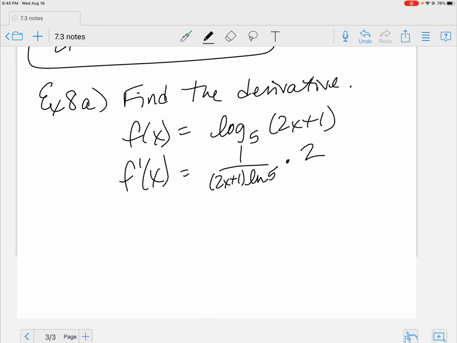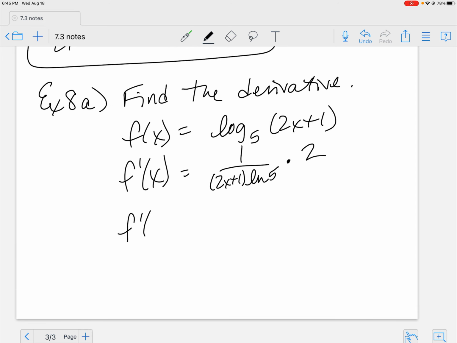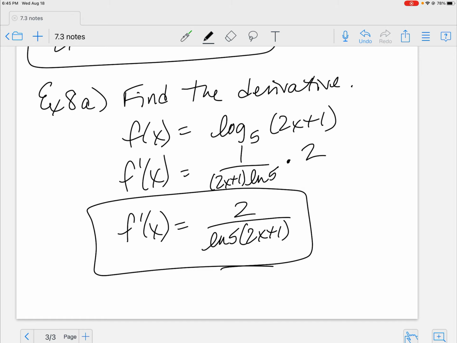I'm going to scoot this up just a little bit and then clean it up. f prime of x is now equal to 2 over, and I don't know how you want to write it, natural log of 5 in front or in the back. Frankly, I don't care, as long as you have parentheses around that 2x plus 1, I'm good. Okay. Good job. Know it and love it. Not a common one, but you need to know it nonetheless.